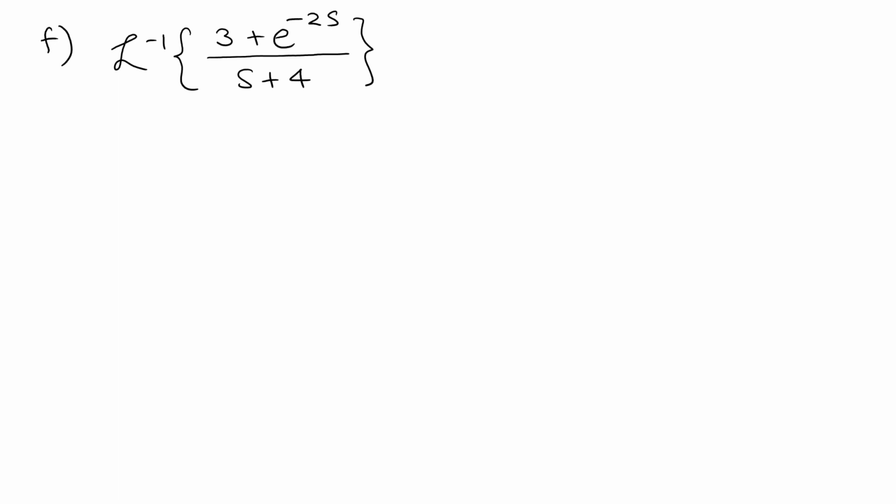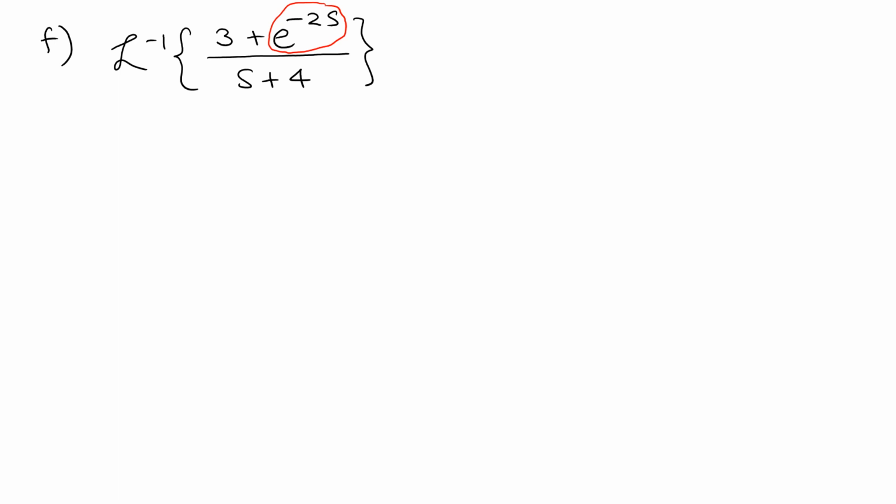So as the next one, we have (3 + e^(-2s))/(s + 4). You can see that there's a slight difference: we have this extra e term there. We didn't have a term like that in any of the previous examples, so this is a different type. What we do for this one is use what is called the second shifting property.